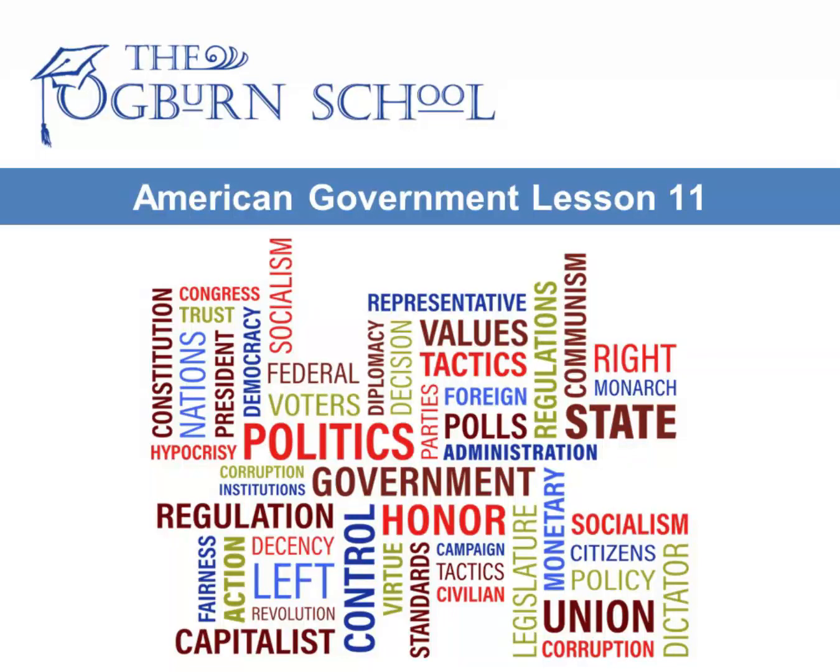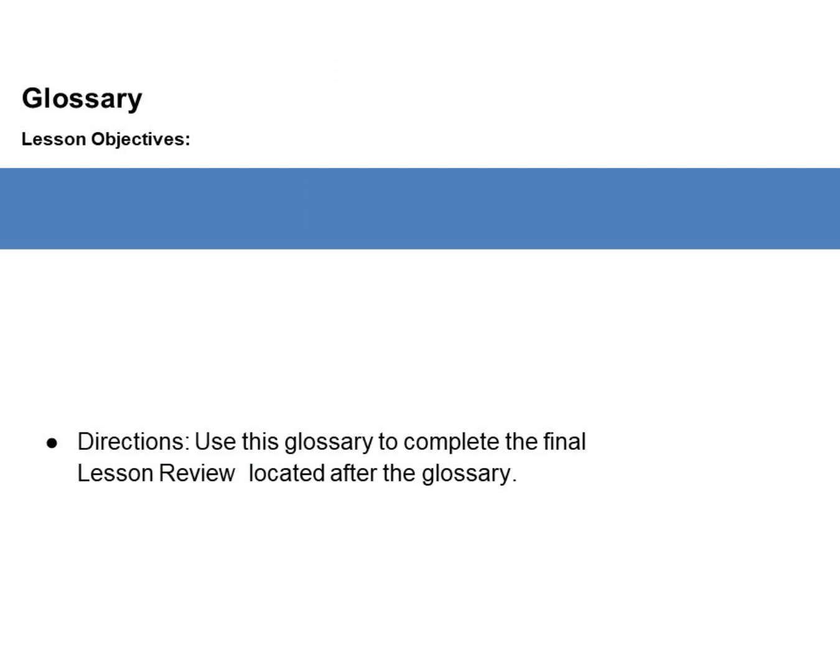American Government Lesson 11. Glossary. Our lesson objectives are: directions. Use this glossary to complete the final lesson review located after the glossary.